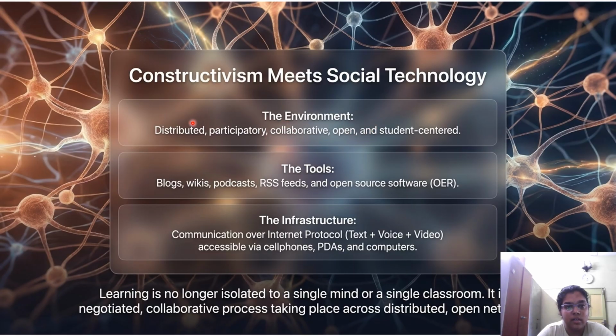First point is environment. It is distributed, participatory, collaborative, open, and student centered. So the environment is participatory, collaborative, open, distributed, and it is focused on students' needs, abilities, aptitude, etc. What are the tools used? Blogs, wikis, podcasts, RSS feeds, and open source software.